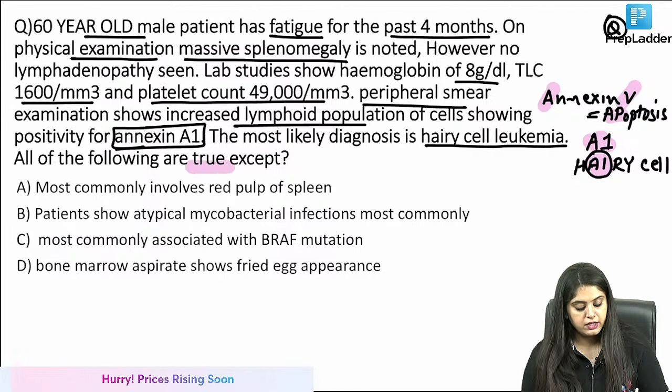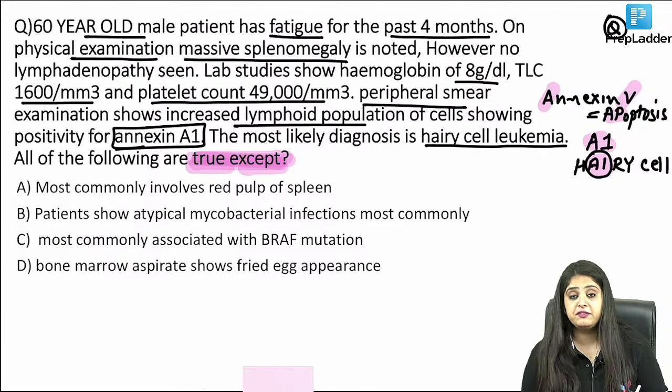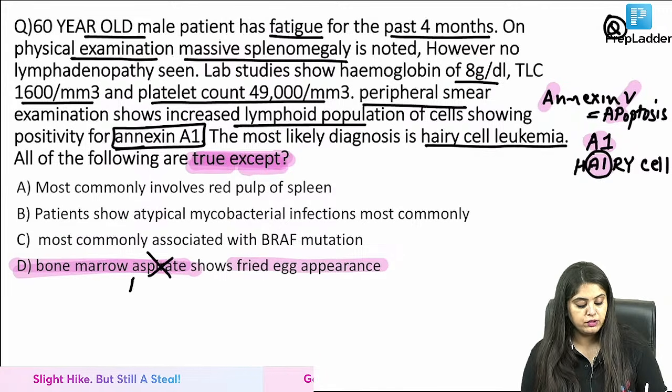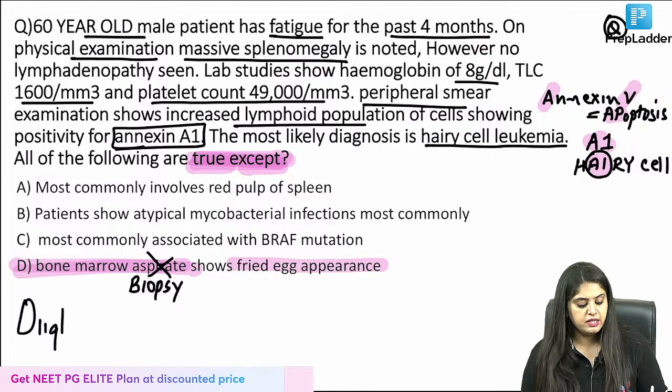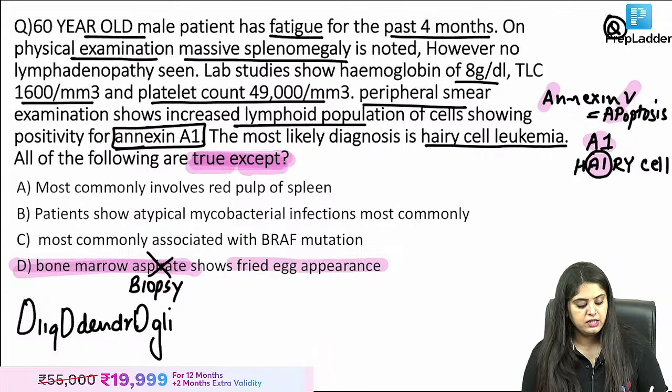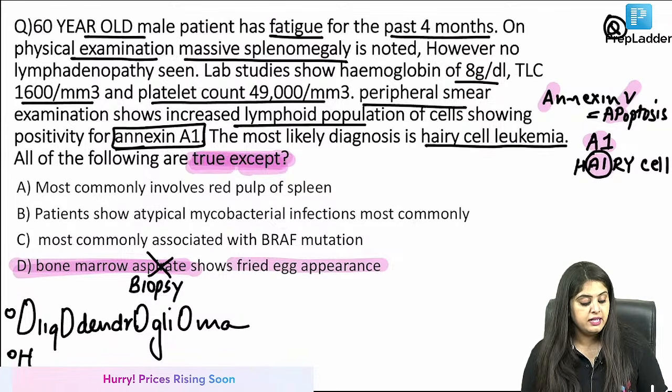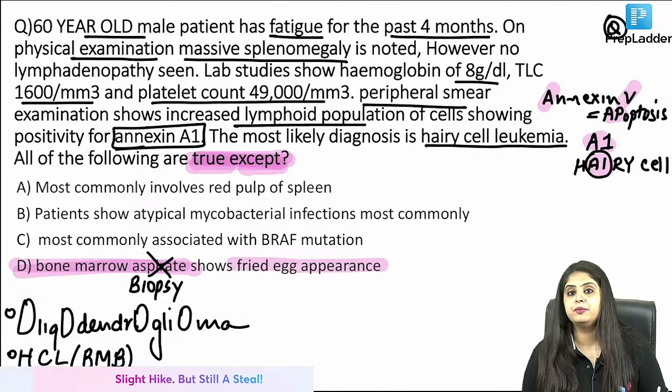Now they've asked all are true except, and you've given me the right answer. See, fried egg appearance it shows you, but that is not on a bone marrow aspirate. That is going to be seen on a bone marrow biopsy. Did I teach you any brain tumor yesterday which was showing you fried egg appearance? It is oligodendroglioma. Hairy cell leukemia on a bone marrow biopsy shows you fried egg appearance.